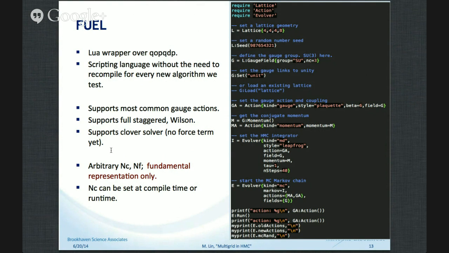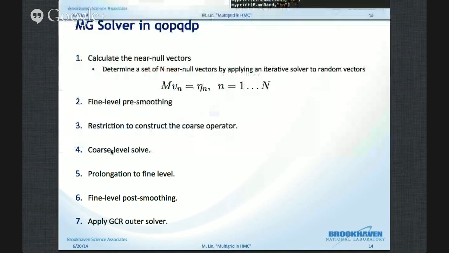And here you have the Markov chain. You declare an evolver for the Markov chain, and again you get both the conjugate momentum part of the action and the gauge action. And again, you need to decide which gauge action you want, which gauge field you want to use, and then you run it. So this will give you an HMC evolution with 40 steps.